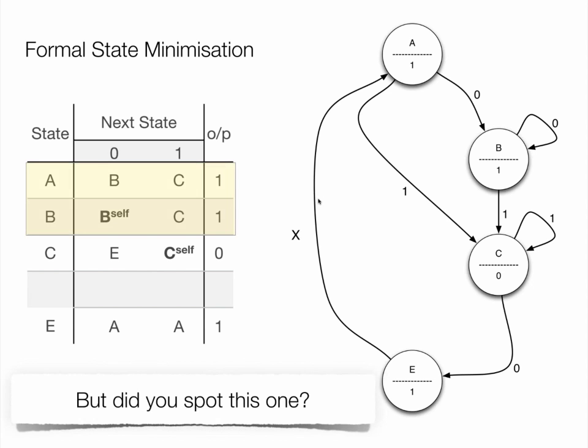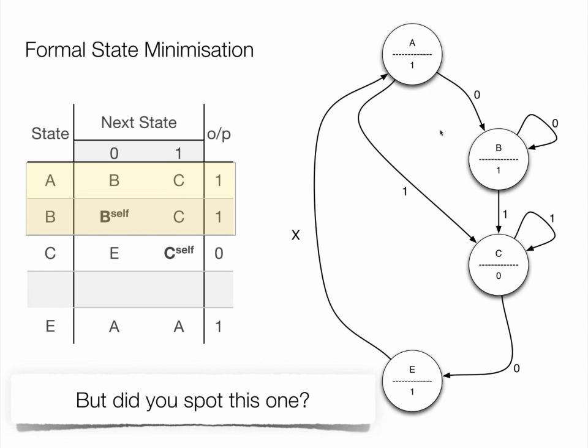How about these 2? A and B. When the inputs are 0, they both go to B. Now that's why I've kept the B there. Right? I put the self in, but it's still a B. All right. So state A goes to B, with the input, and state B goes to B. Both go to state C, both have the same outputs.